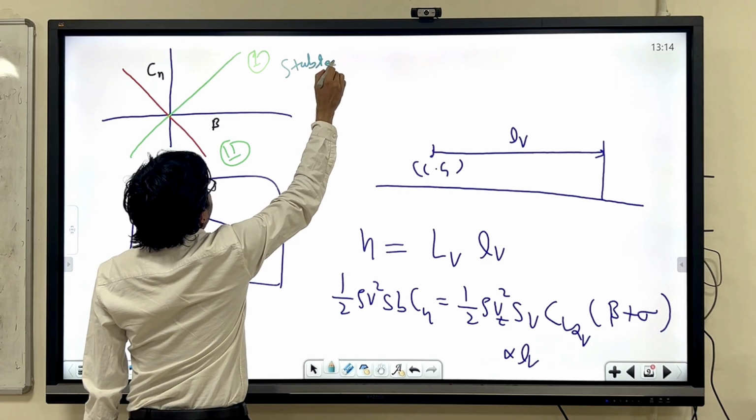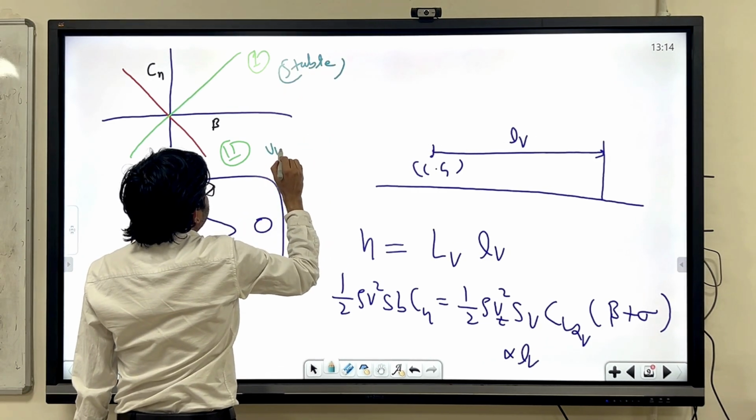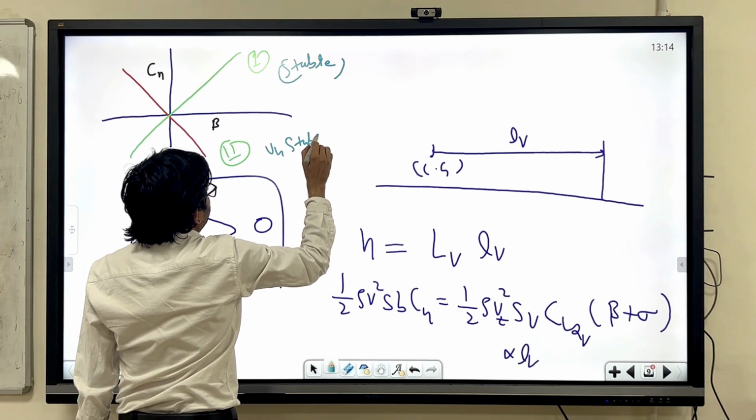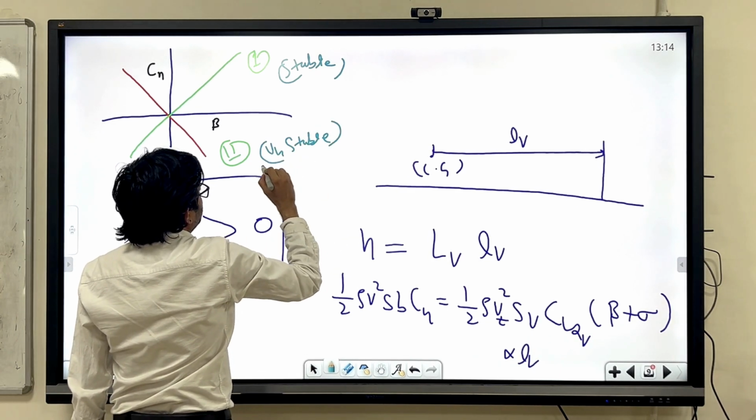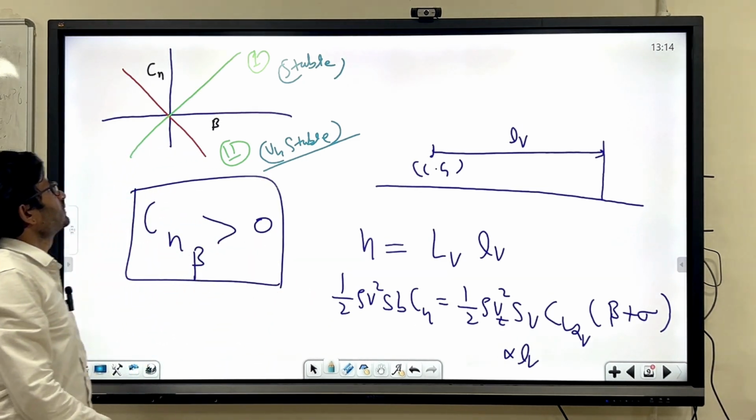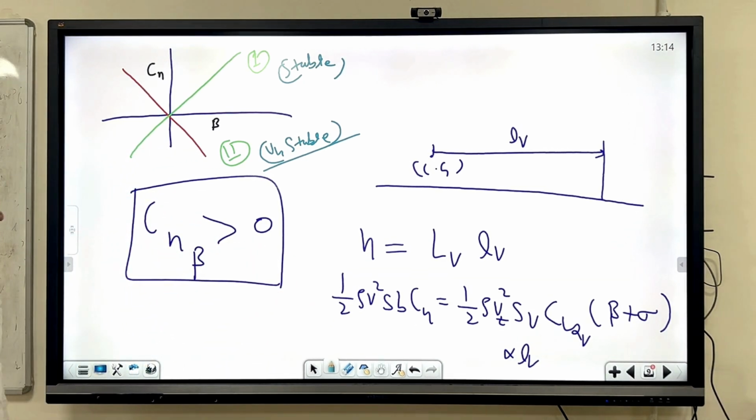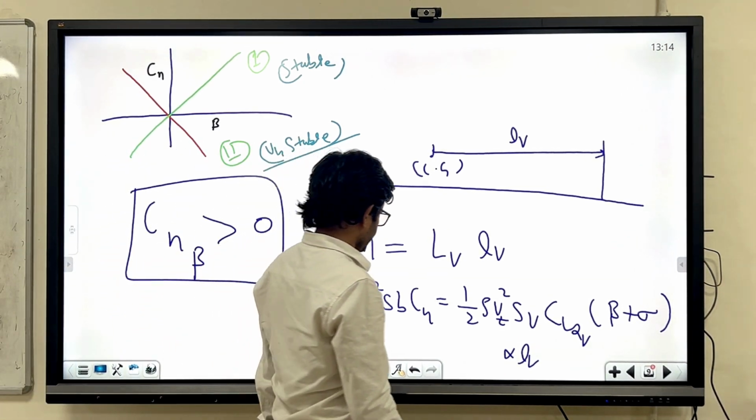Stable, second one unstable, okay, and we have proved the same also, okay.